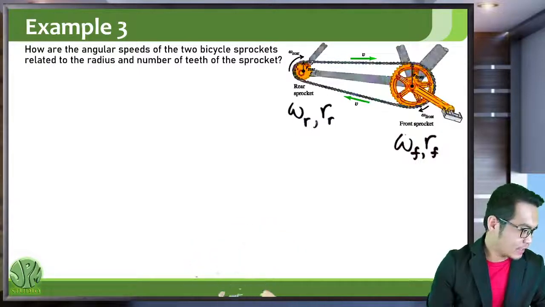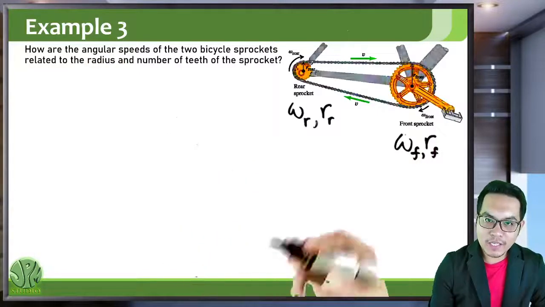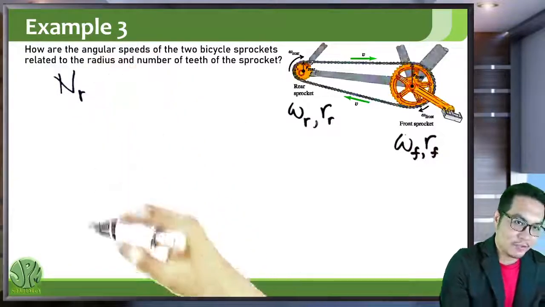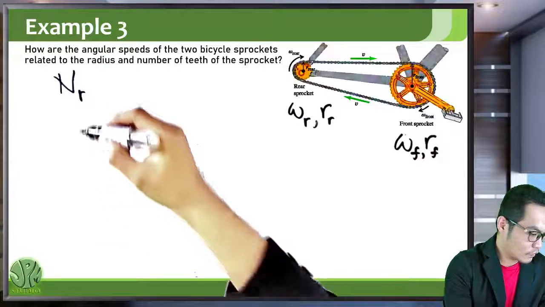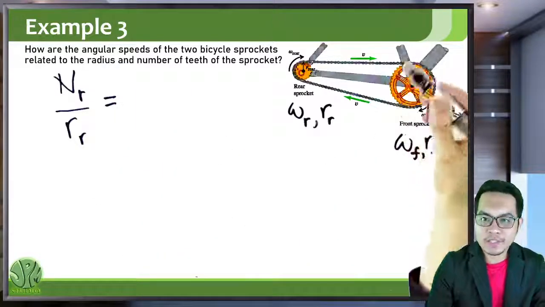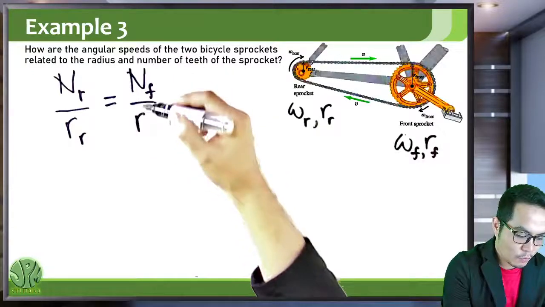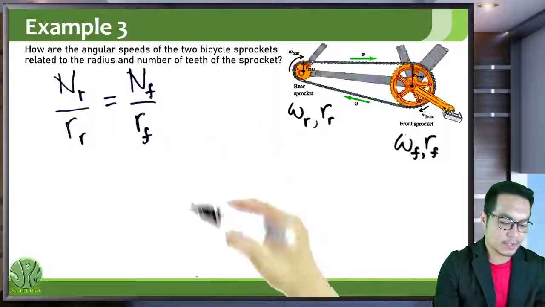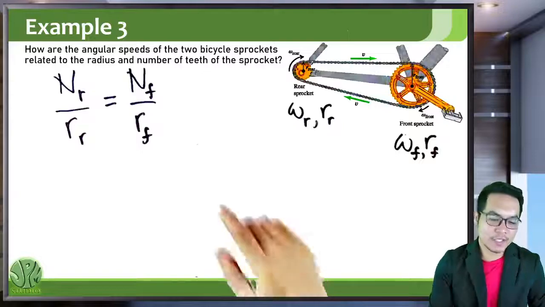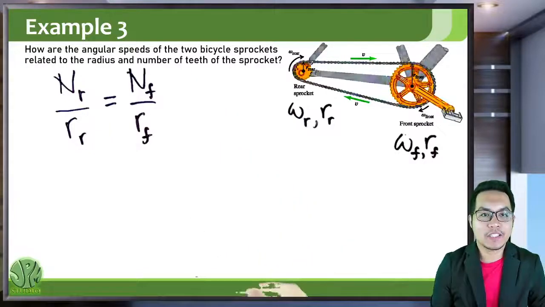So in that case, the number of teeth is proportional to the radius. The number of teeth n of the rear sprocket over the radius of the rear sprocket, this ratio must be the same as the front. The number of teeth in the front sprocket must also be over the radius of the front sprocket. These two ratios must be the same because the distance between the two teeth are the same. So this is the relationship now between the radius and the number of teeth.